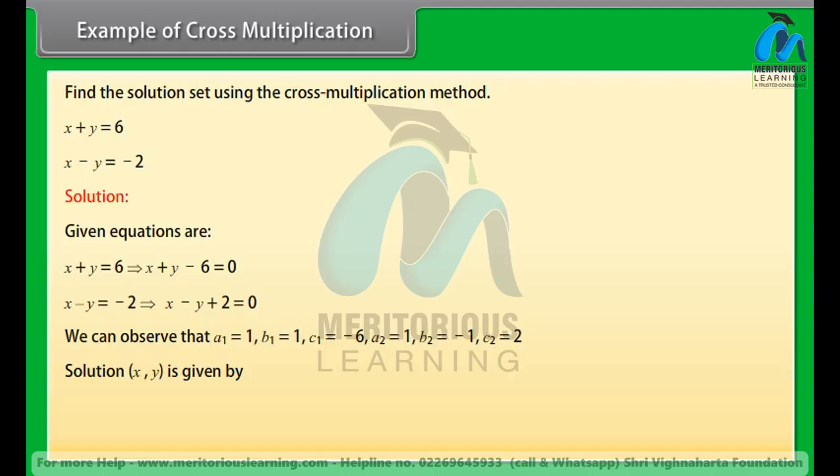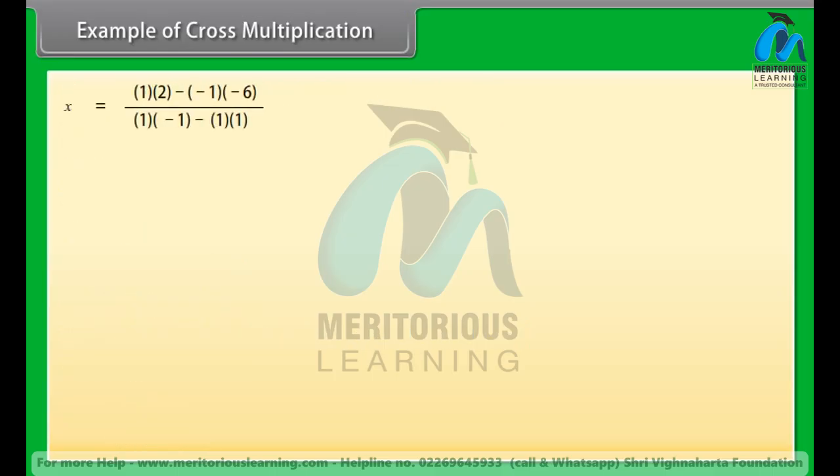Solution (x, y) is given by x is equal to (b1 c2 minus b2 c1) upon (a1 b2 minus a2 b1). Now by substituting the values we get x is equal to (1 into 2 minus minus 1 into minus 6) upon (1 into minus 1 minus 1 into 1). By calculating we get x is equal to 2.